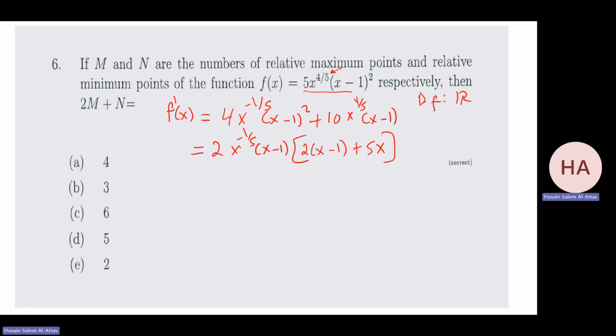Or we can check. Multiply this by this. You get 4 x to the power minus 1 over 5 times (x minus 1) squared. Okay. Multiply this by this. You have 10 x to the power 4 over 5 times (x minus 1). So now I have what? 2 x minus 1. And this is what?